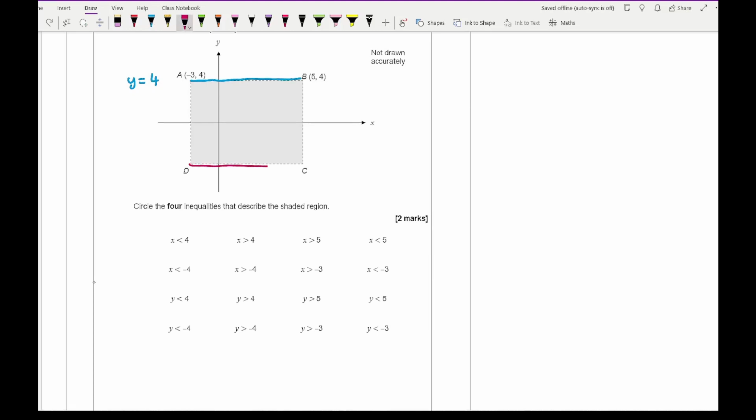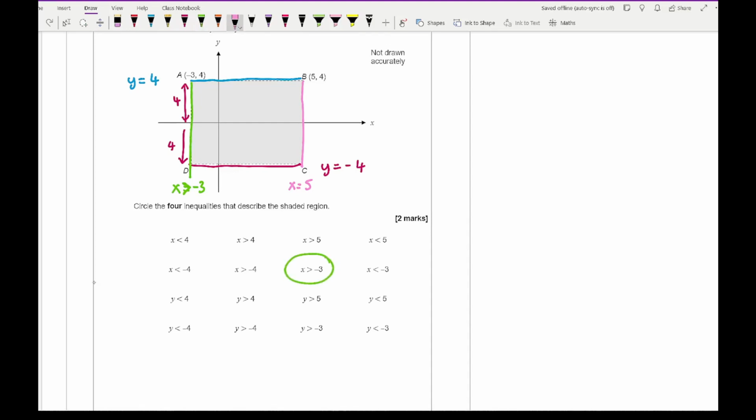This line here is, well, if it's a line of symmetry, this distance here is 4, which means that this distance here is also going to be 4, so that's going to be at y equals minus 4. Then looking at this green line, that's going to be at x equals minus 3, and this line here is x equals 5. Now what I then need to do is decide where this shaded area lies on either side of those lines. Looking at the green line, I can see it's on the right, so I'm looking for where x is greater than minus 3, which is this one here.